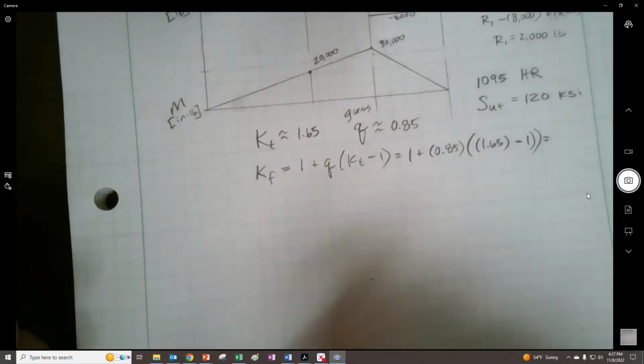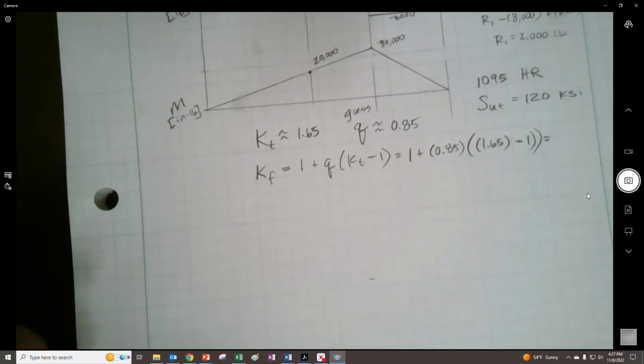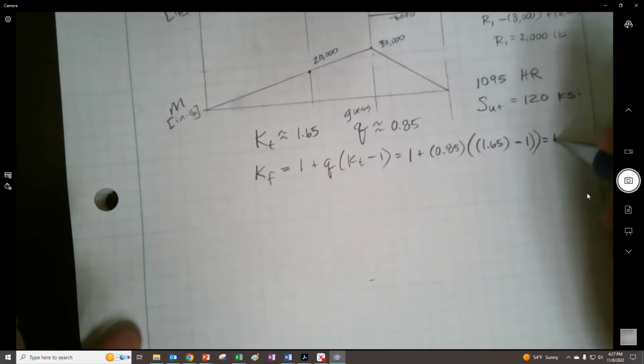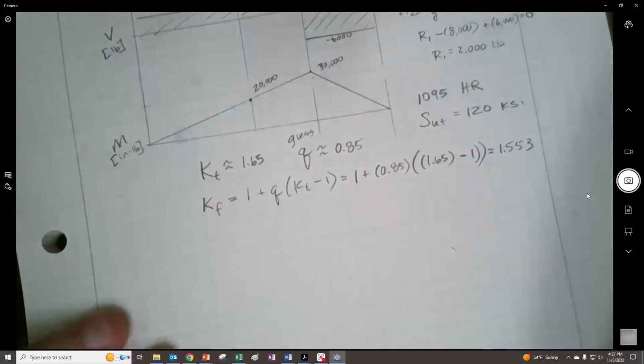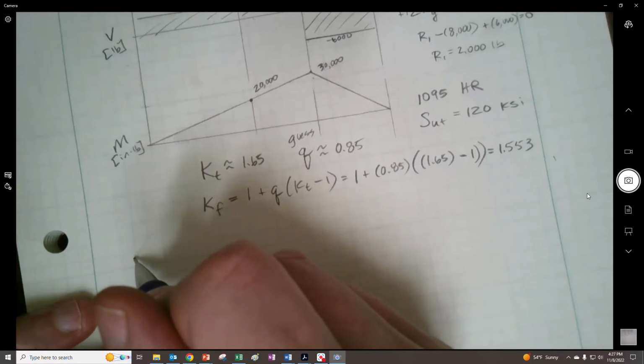So just go 0.65 times 0.85 and add 1. All right, so 1.55. That's my estimate. So that's what my first thing I had to do. Now the next thing we need is the endurance strength.